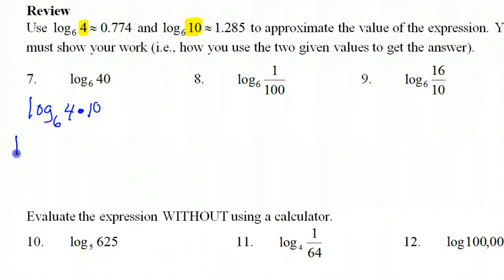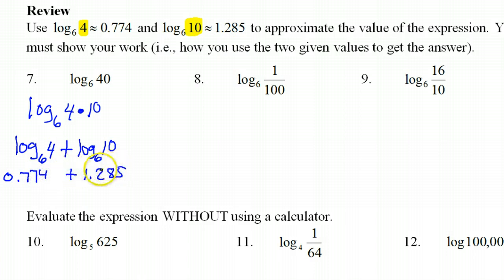So this is going to become the log base 6 of 4 plus the log base 6 of 10. And we know both of these facts, so this will be 0.774 plus 1.285. You can put this in a calculator. I got 2.059. Do not round, by the way. No rounding. Give me all my decimals, y'all.